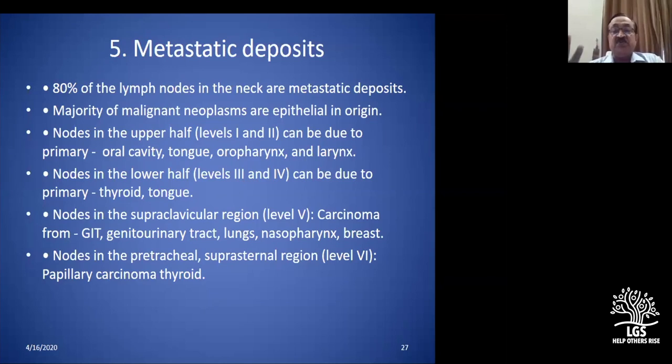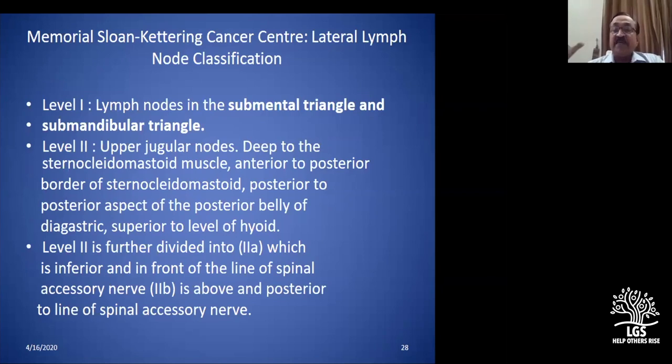Level 1, 2, 3, 4, 5, 6. Okay? And obviously, this is the time they will definitely ask you the Memorial Sloan Kettering classification, where they evolved a system of classification of various lymph nodes based on their location, 1, 2, etc. All standard books have given this. Let me not waste much time on this issue.